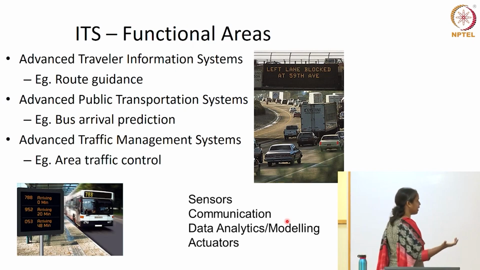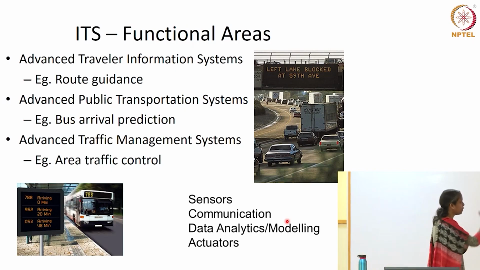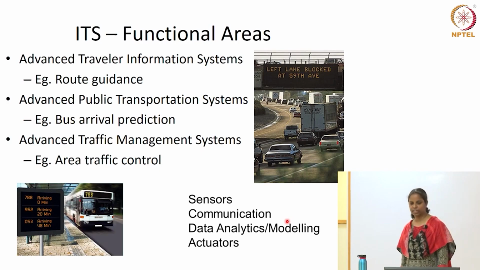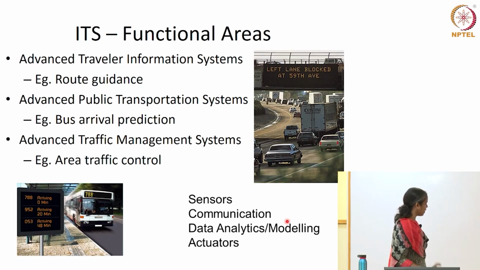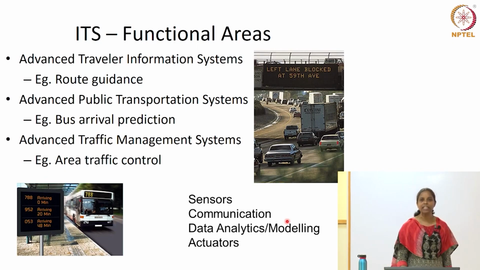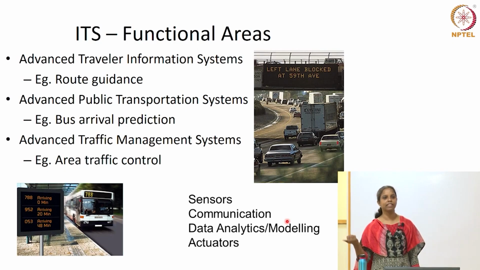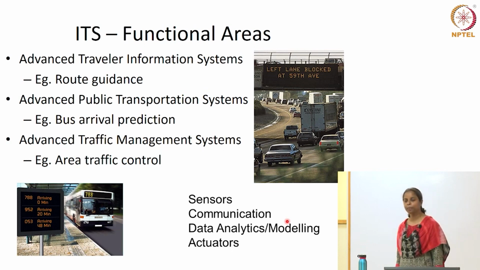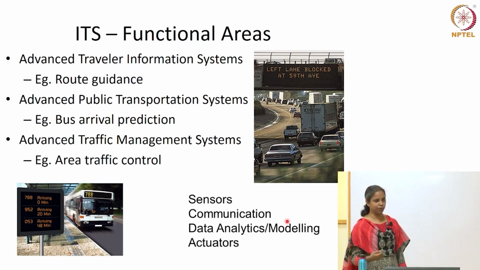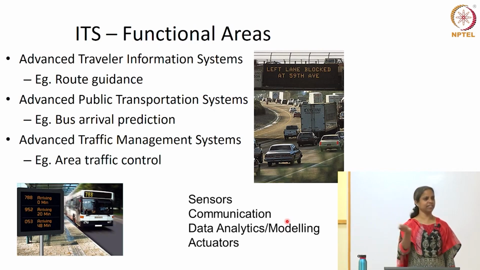For example, route guidance, Google is one example. Pictures like, or message boards like this, which will tell you which route to take, how much time it will take. Or bus arrival prediction, area traffic control, signals being advanced. The current signals which you see, for example, have static time. It always has this much time of green, this much time of yellow, and this much time of red. And there are times when you go there, you are at a red, the other side is not having any vehicle, but they have a green. Right? It's kind of frustrating.